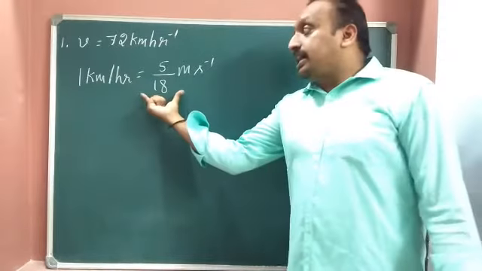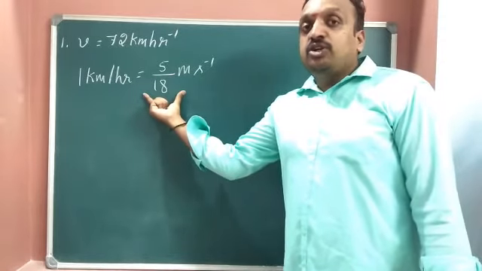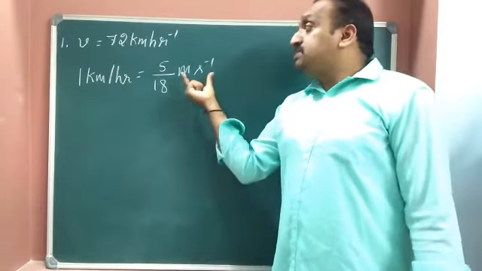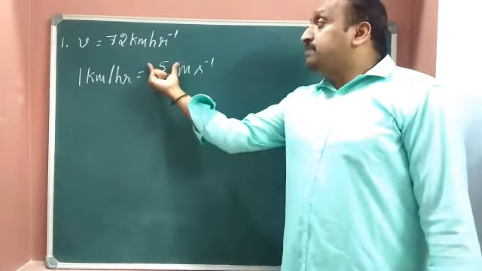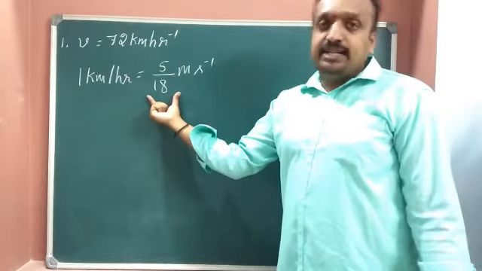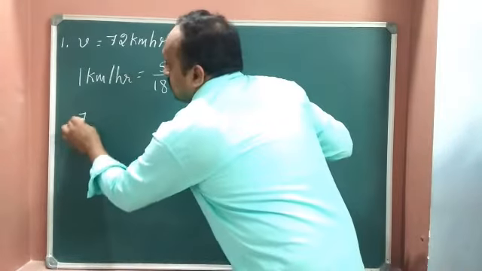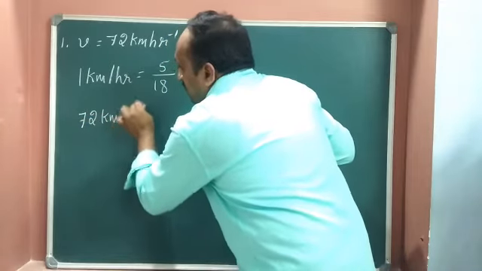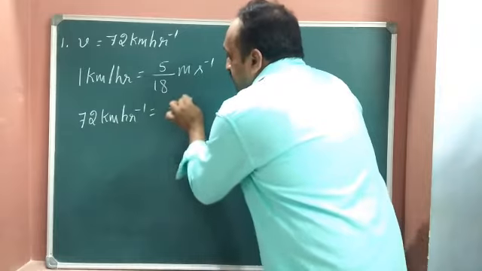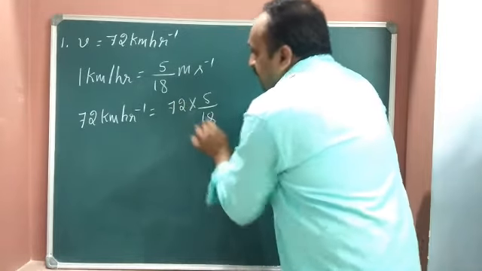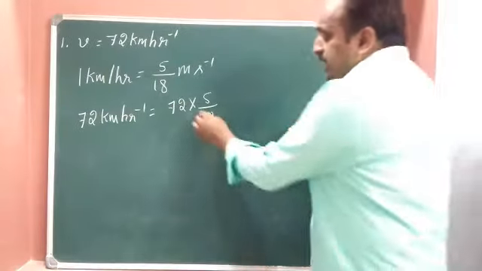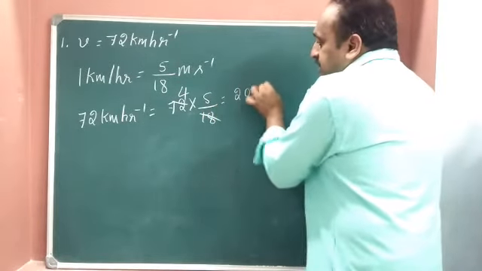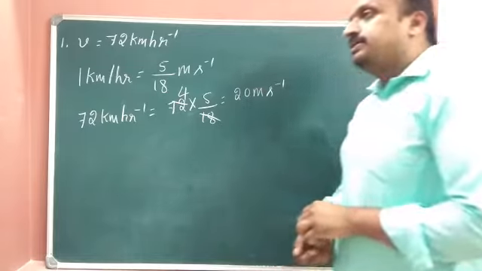So this is the standard one. If you want to represent kilometer per hour in terms of meter per second, you need to multiply it by 5 by 18. So 72 kilometer per hour will be equal to 72 into 5 divided by 18. So 18 fours are 72, it is 20 meter per second.